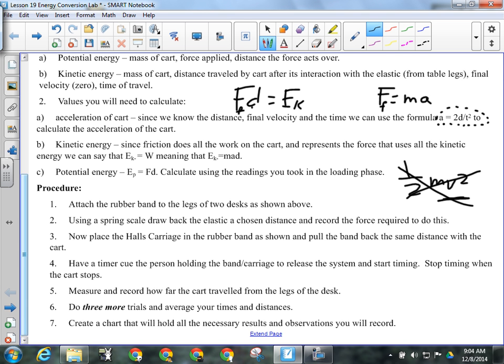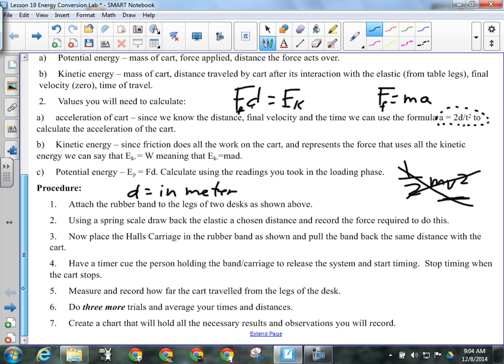So your spring scale reading, same as before, by the way, you have to divide it by 100 to get it in newtons, multiplied by the distance that you pulled it back. In centimeters or meters? Meters. All these distances need to be in meters, keep that in mind. All the distances in meters.